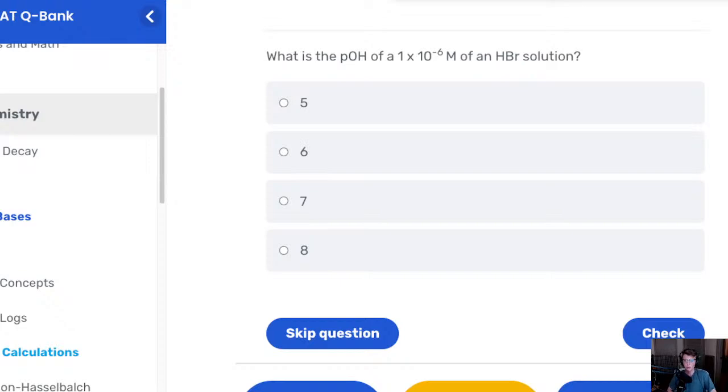So this is, what is the pOH of a 1 times 10 to the negative 6 molar solution of HBr? Here's what I know. I know that this is a mismatch, so I'm going to need to do a conversion. I know that this is a strong acid, which is going to give me the H plus concentration. So that's going to be pH. The pH is 6. I need the pOH. They have to equal 14. That is going to give me a pOH of 8.